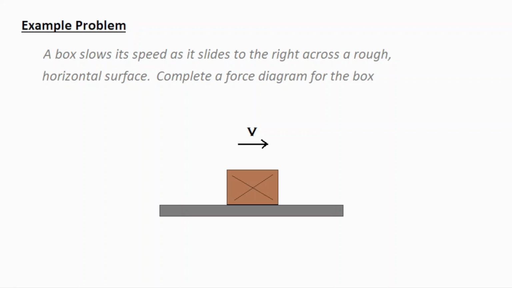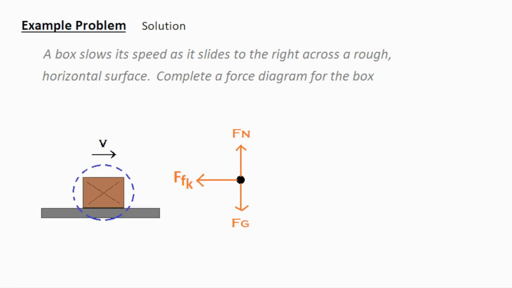One final example is here. We have a box that is slowing down as it moves to the right along this rough surface. The focus is on the box, and there are 3 forces that act: a downward gravitational force, an upward normal force, and a kinetic frictional force directed to the left, opposite to the velocity and parallel to the surface.